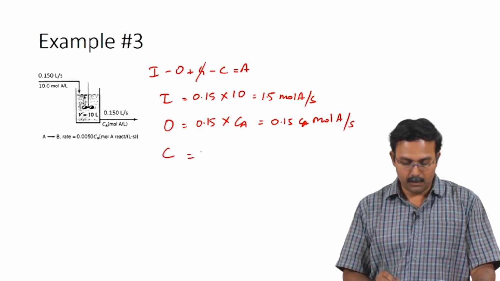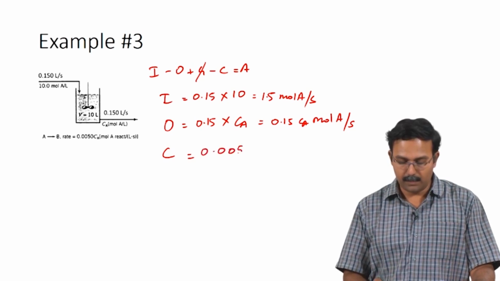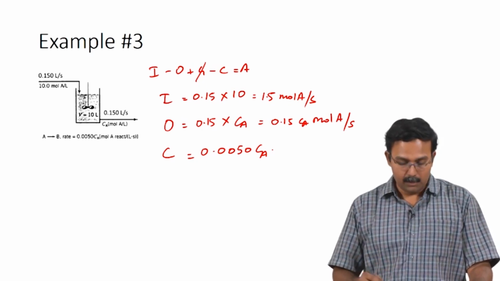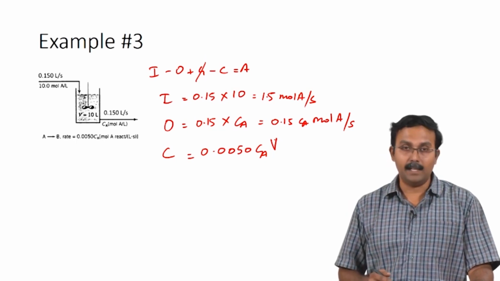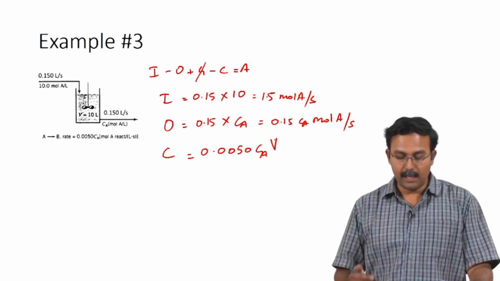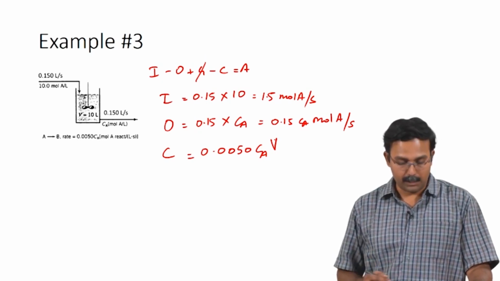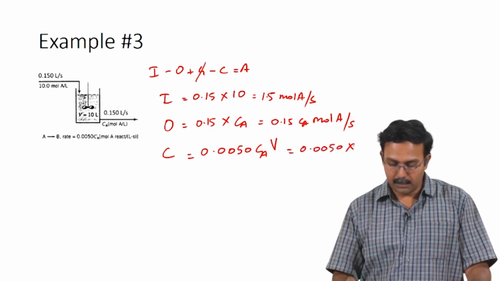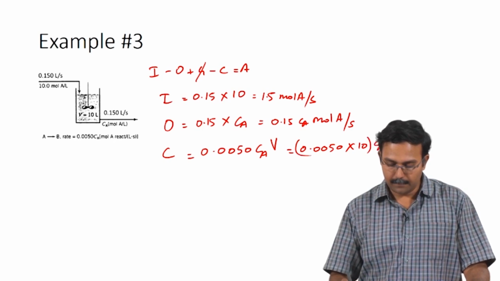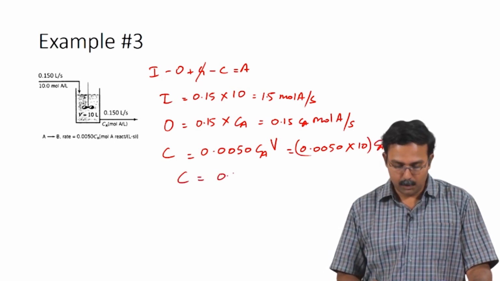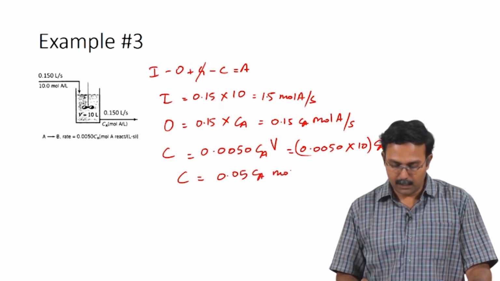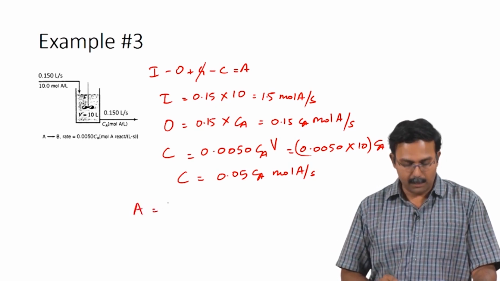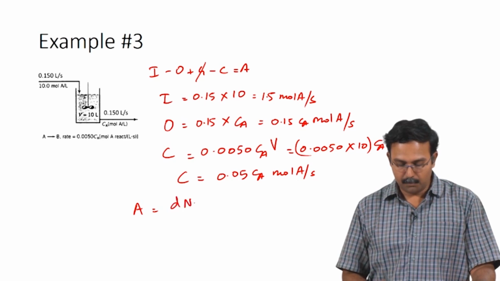The consumption term has been given as 0.0050 CA, which is the rate equation, and as we had discussed already, this has to be multiplied with the volume of the reactor to get the moles of A which is consumed within the reactor per unit time. So, this would give 0.0050 times 10 CA. Your consumption term is actually equal to 0.05 CA, which would again be in terms of moles of A per second. The accumulation term, as we had already described, would basically be d times the number of moles of A by dt.